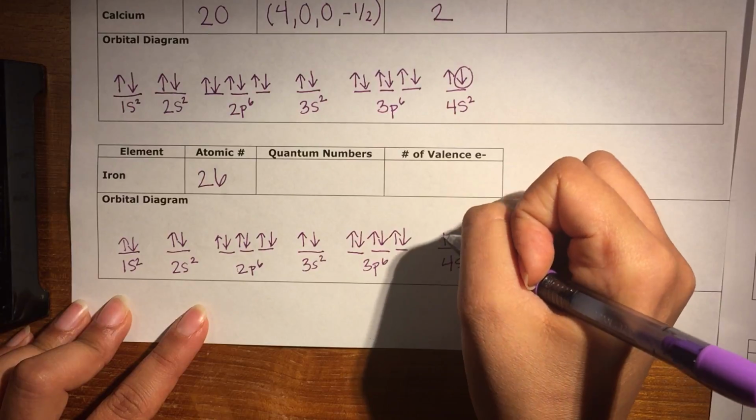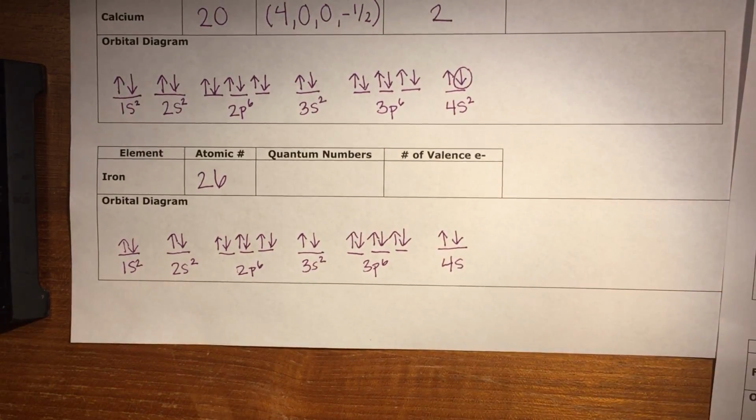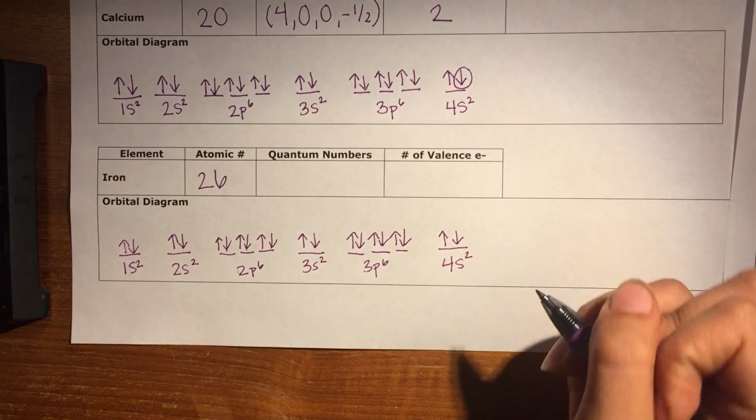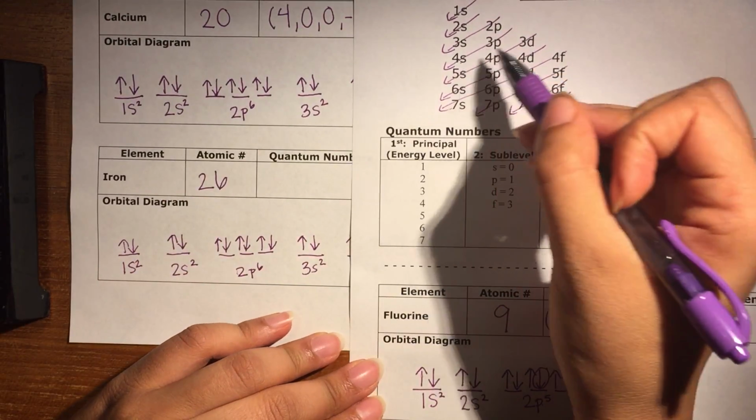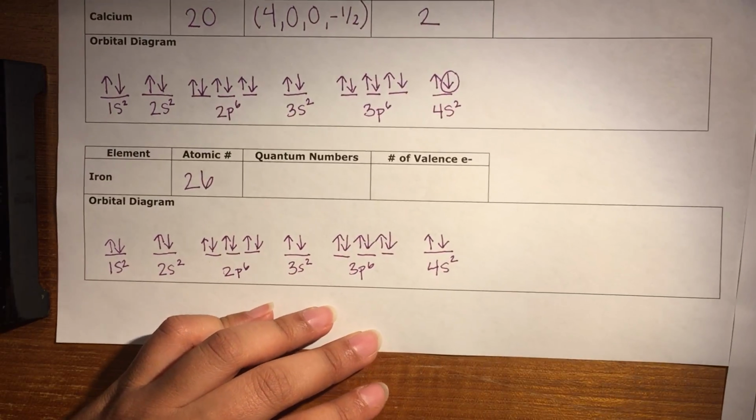And you're going to start hating me once I give you bigger things because you're going to draw so many arrows. Okay, so we're at 20. We still need 6 more. So let's look at what comes after 4s. 4s and then 3d. Okay.